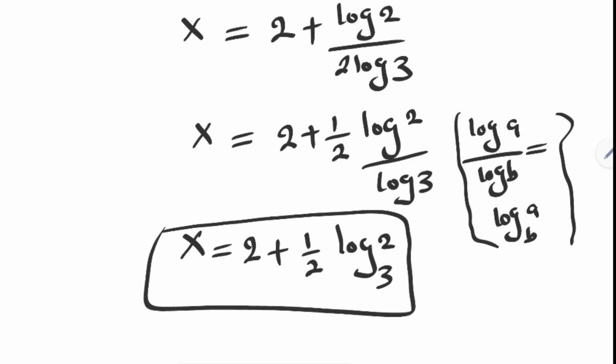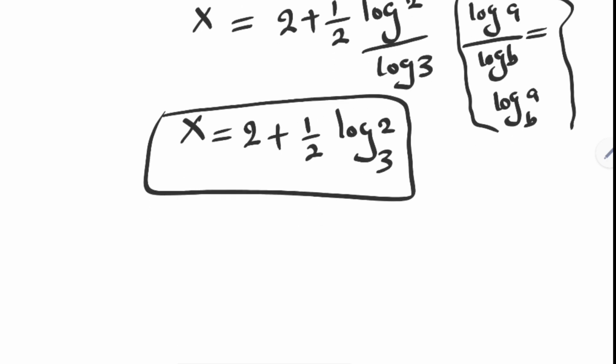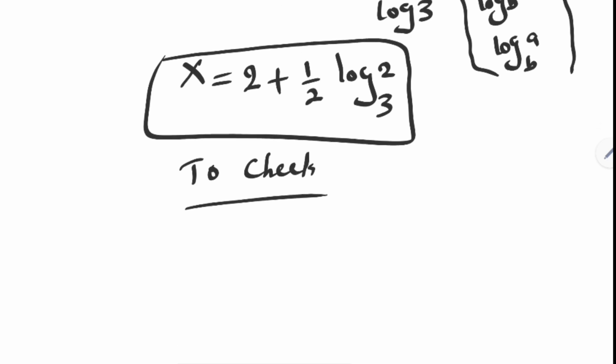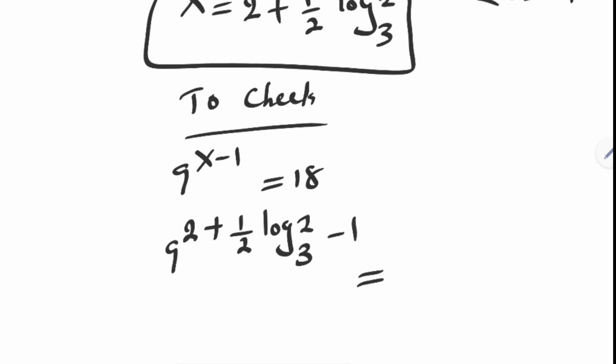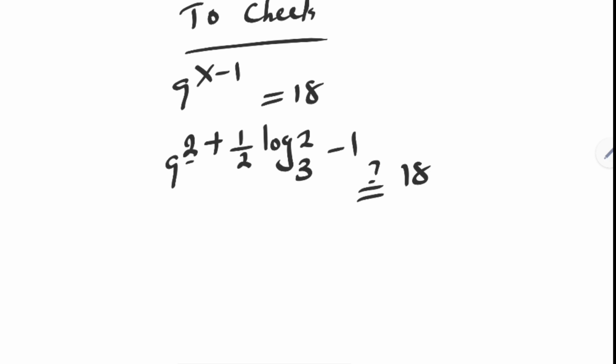We may check to confirm if this answer is right or wrong. Let's check. To check, we have the given equation 9 raised to power x minus 1 is equal to 18. And this is 9 raised to power 2 plus 1 over 2 log 2 base 3 minus 1 must be equal to 18. 2 minus 1, that is 1.